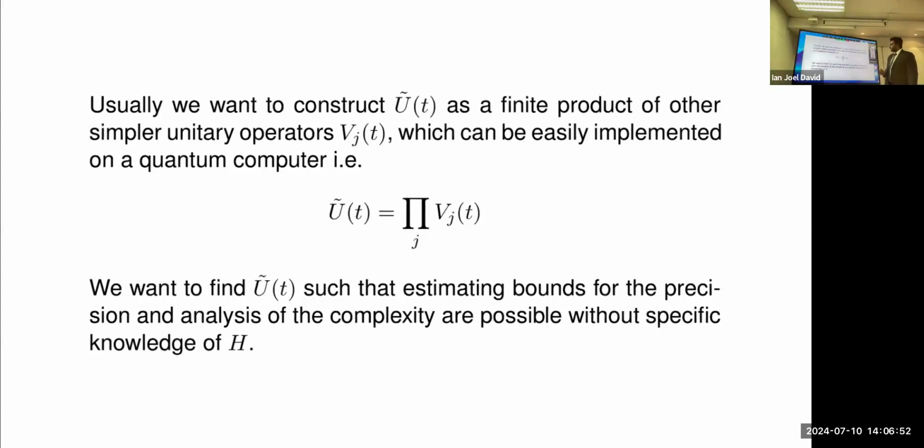And another important point that we should note is that we want to find this product in such a way that when we go to estimate the error bounds and the number of repetitions that we need, or the number of unitaries that we need here, we want this to be fairly easy to do without specific knowledge of what the Hamiltonian of the system is. So we need a nice way to construct this U tilde of t in such a way that, just by saying that the Hamiltonian is a Hermitian operator, we should be able to come up with an error bound and a bound on the number of unitaries that we need in this product.